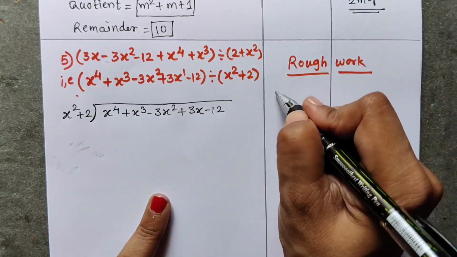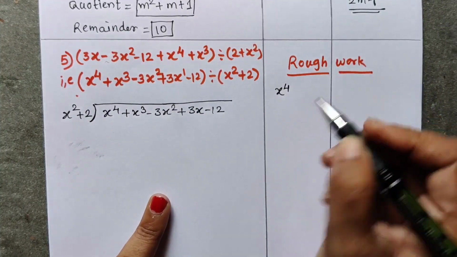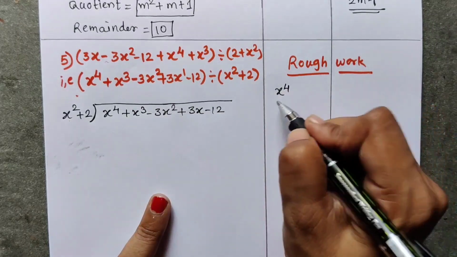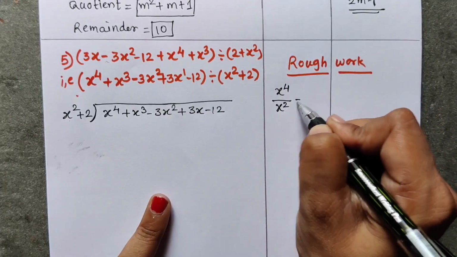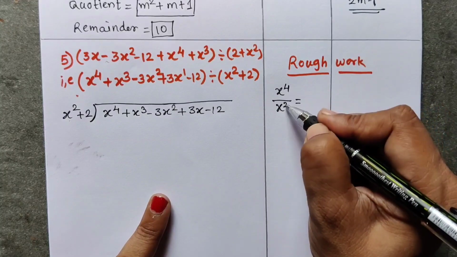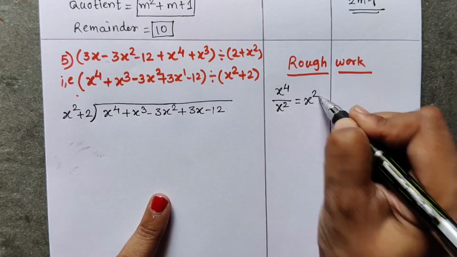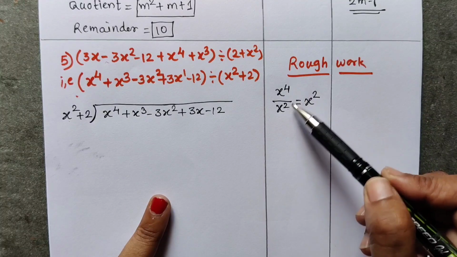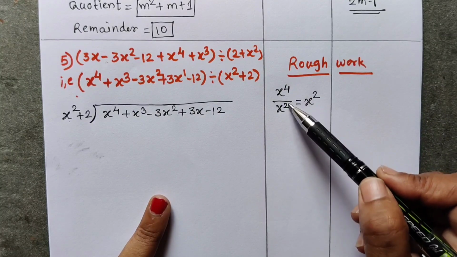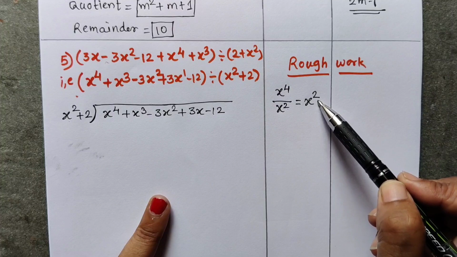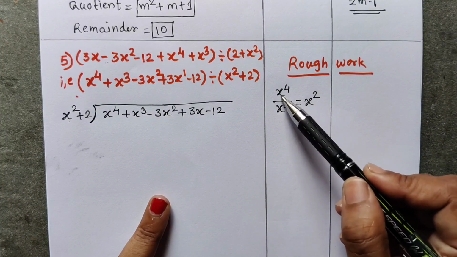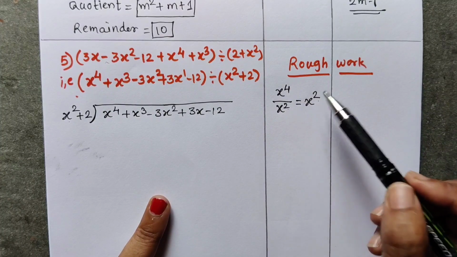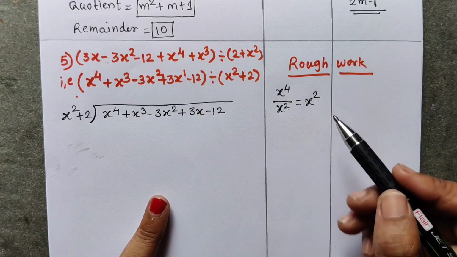The first term of the dividend is x raised to 4, divided by the first term of the divisor, x square. x raised to 4 divided by x square, 4 minus 2 is 2, so we will be getting x square. You all know in division we subtract the indices. 4 minus 2 is 2. We write the base one time and subtract the indices, so it is x square.